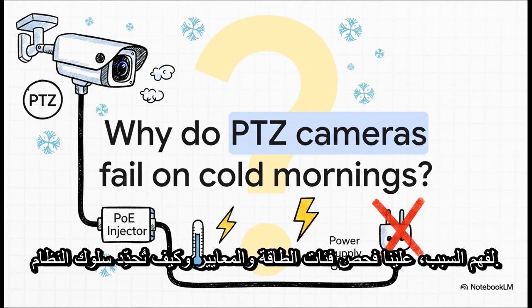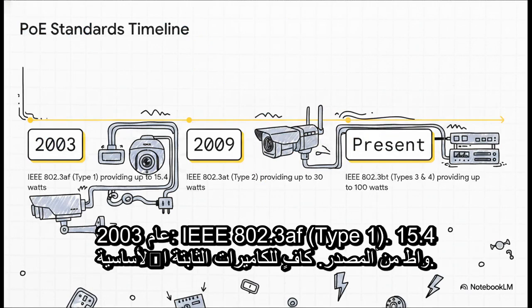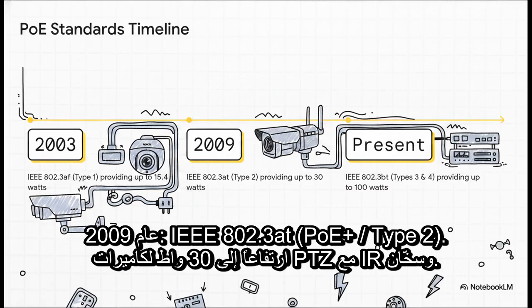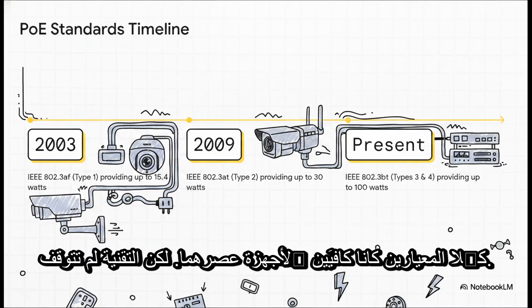To figure out exactly why this happens, we have to look closely at how power classes and standards actually dictate how your system behaves. So let's take a quick look back. In 2003, we got IEEE 802.3AF, or Type 1 PoE. It pushed up to 15.4 watts at the source, which was plenty for your basic fixed cameras back then. But by 2009, as cameras started getting a lot more complex, we saw the rollout of 802.3AT, which you probably know as PoE+, or Type 2. That bumped us up to 30 watts at the source, giving us exactly what we needed to power those PTZ cameras with built-in IR heaters.